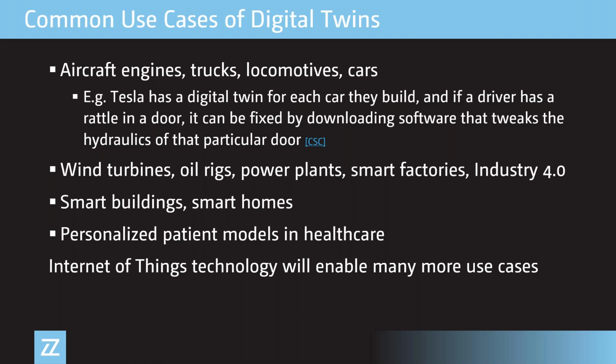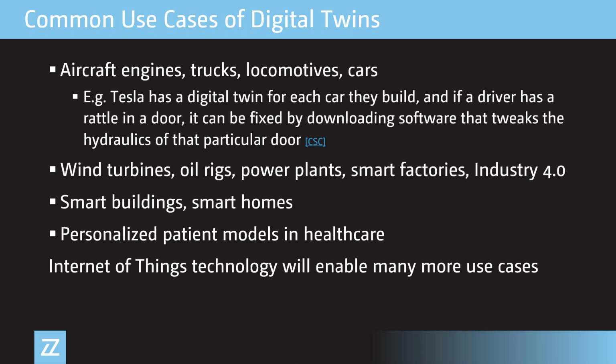You see the manufacturing in Industry 4.0, all sorts of big machinery that has digital twins. You see smart buildings, smart homes. And you now also see personalized patient models in healthcare. So a digital twin of a person to, for example, predict how certain medication would work out for that specific patient. And we will see many more of these digital twins in physical reality based on the Internet of Things, for example, because that merges this world of physical technology and digital technology.